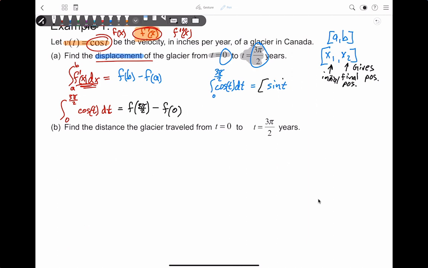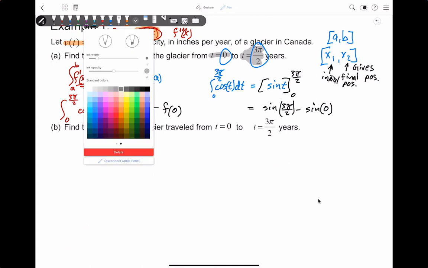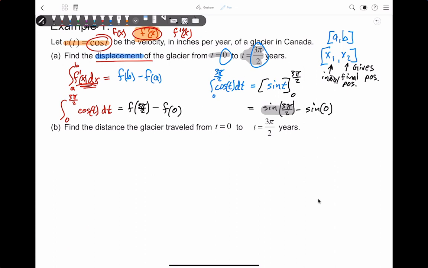Therefore, this one is f of b minus f of a, which is going to equal the sine at 3 pi over 2 minus the sine of 0. This is the change in position, that fundamental theorem of calculus. So let me highlight what it matches up to over here on the equation that we started with. So this right here, change in position, is final position minus the initial position. And now you can see we're doing this without the calculator.